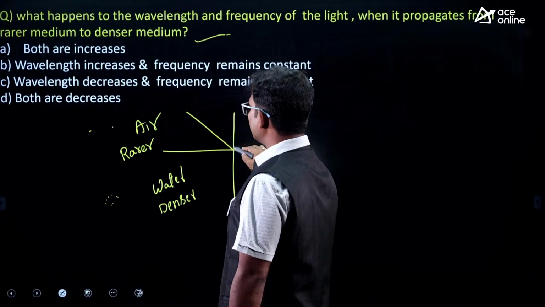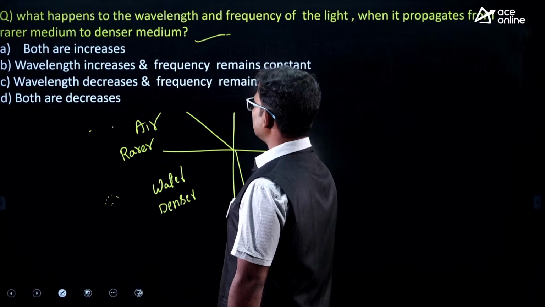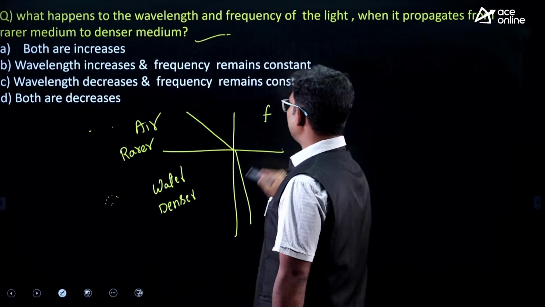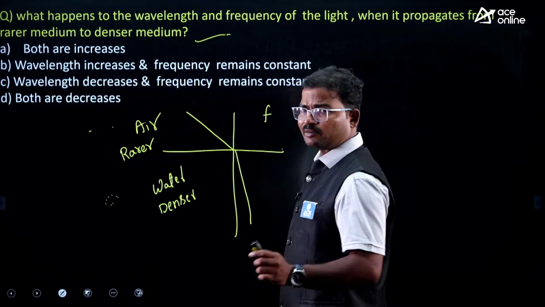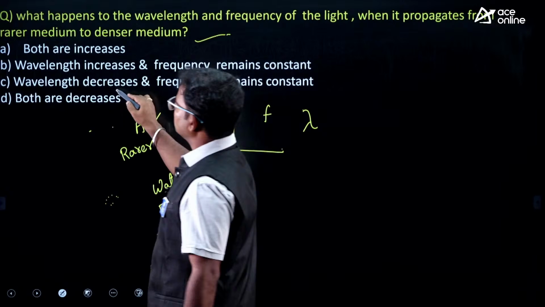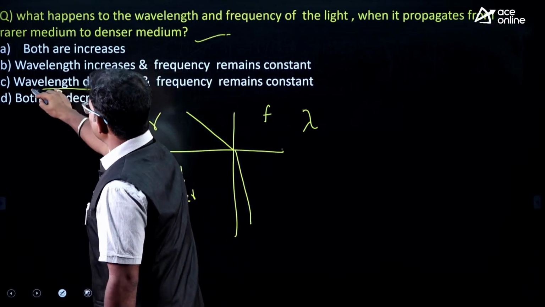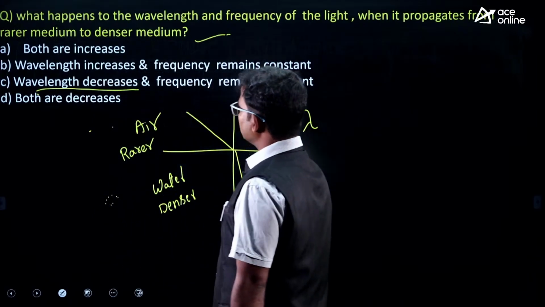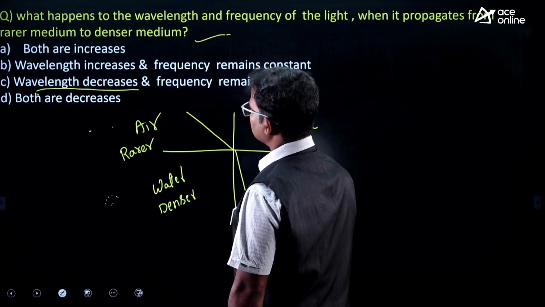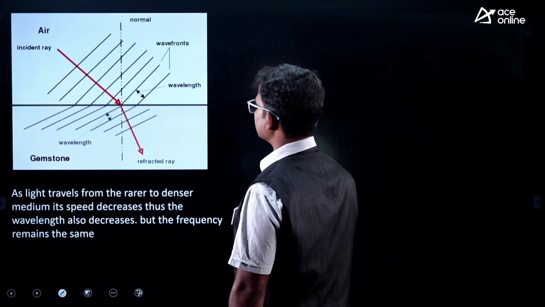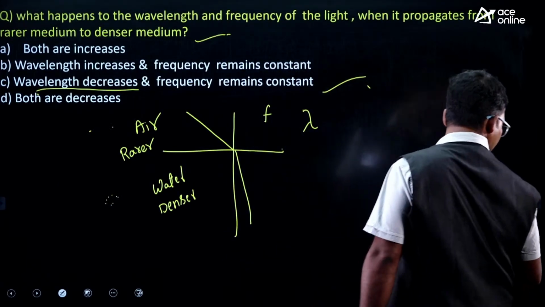When light passes from rarer to denser, its frequency is not varied, but the wavelength, the lambda value, is varied, only lambda value. That's why wavelength decreases from rarer to denser, and frequency remains constant. Yes, so that's why guys, this is the phenomenon, and here the correct option is option C.